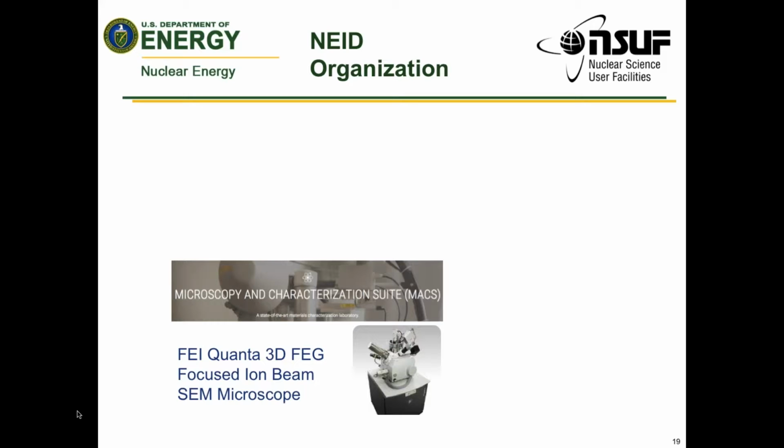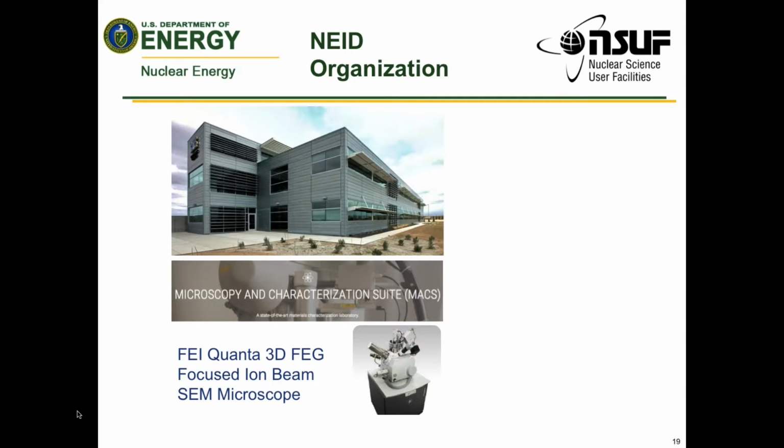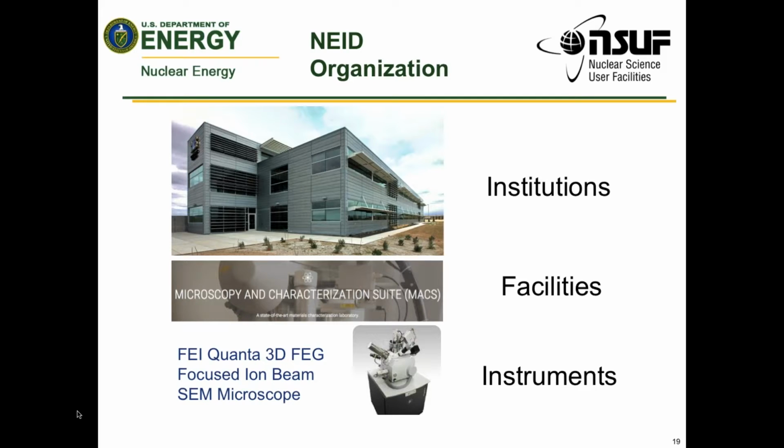In this case, just an example, it's at the Microscopy and Characterization Lab at the Case building in Idaho. It's associated with the Idaho National Laboratory, along with Boise State University, Idaho State University, and the University of Idaho. So what we have is instrument, facility where it's located, and then the institution where that's located. This information is sort of the basis for our database.